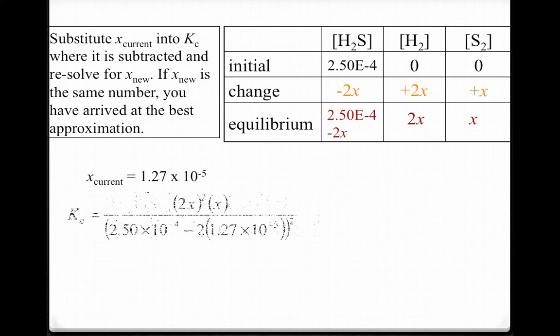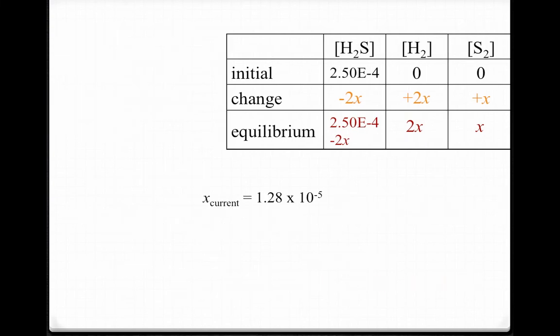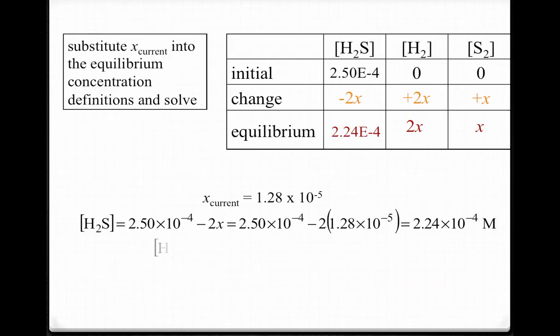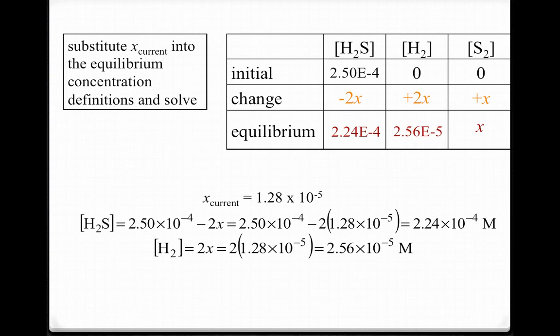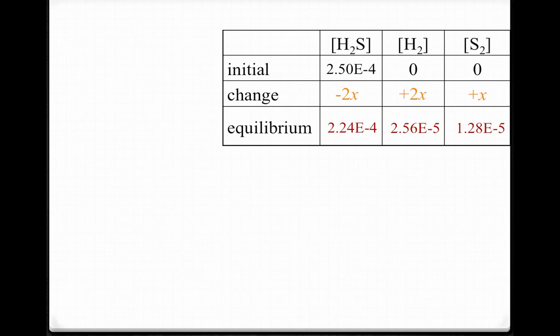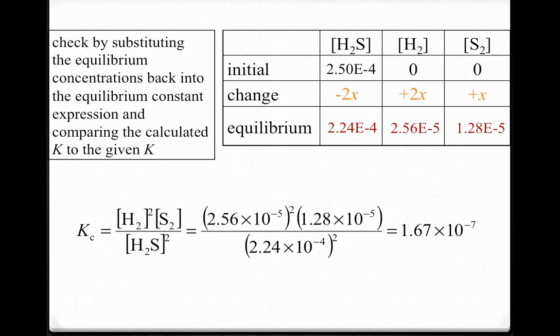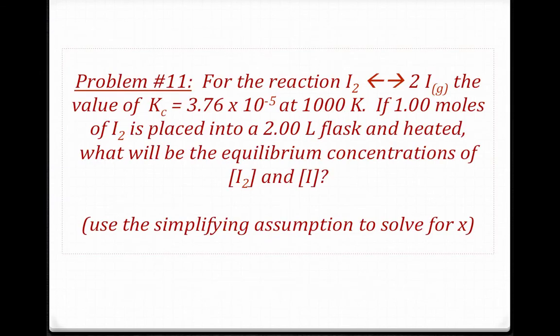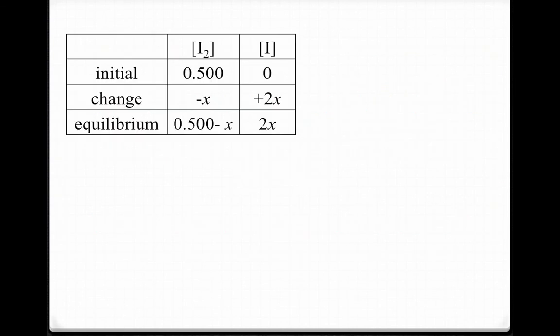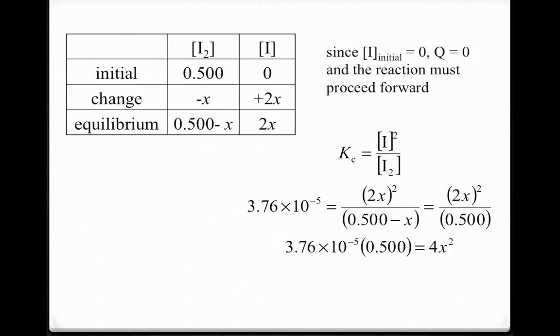And then again, remember, you take the approximation check, which is going to tell you you're fine. If it's not valid, you're supposed to go back and do it with the formal numbers, not dropping the X. But again, your answer is actually going to be very close to what the answer should be. So I'm going to get X to be 1.28 times 10 to the negative fifth, plug that in for all my X values to solve for the equilibrium concentrations. And then again, you can check your answer by plugging that back into the K expression to get the correct number.